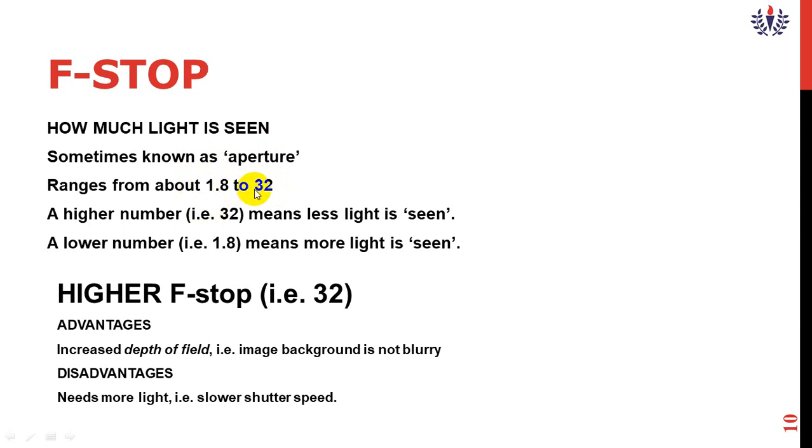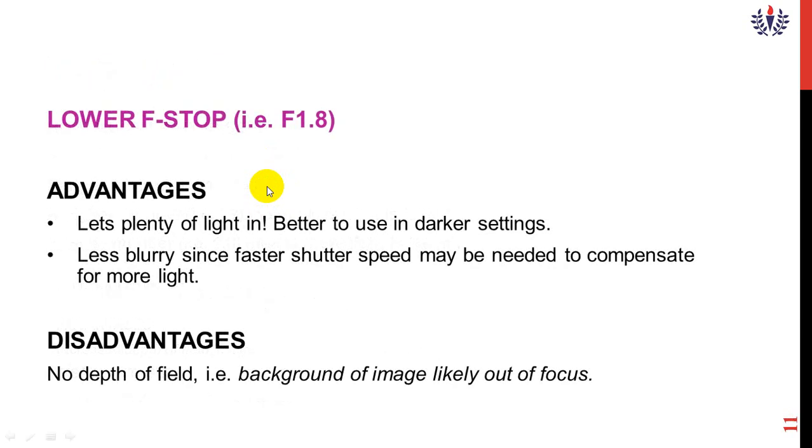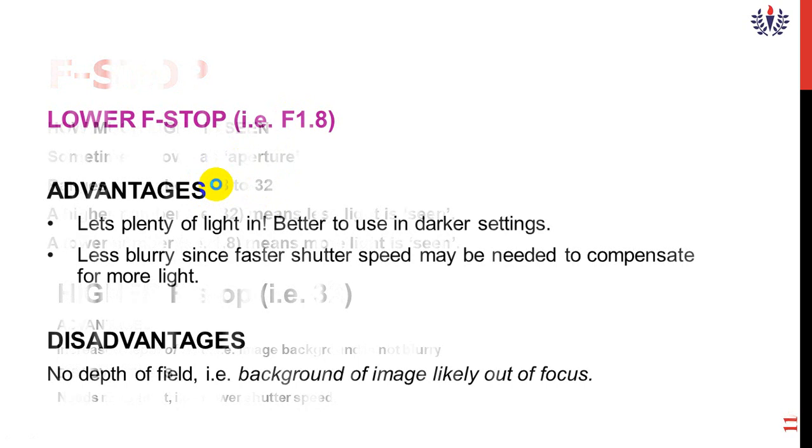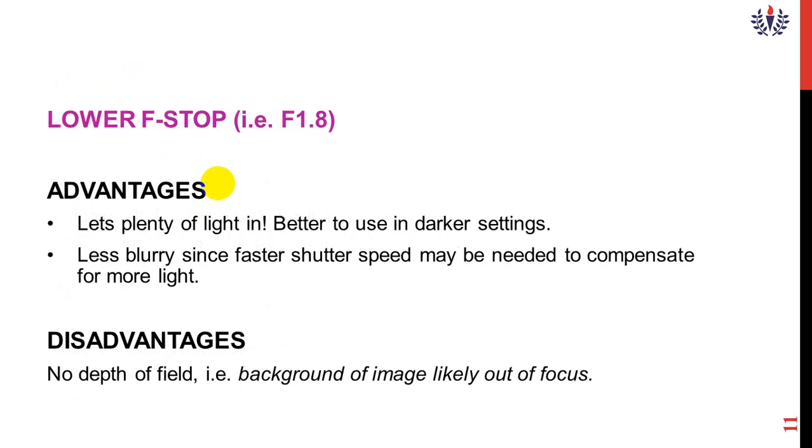What is the comparison between 32 and 1.8? When you are using the higher f stop 32, the image background is not blurry, because it increases the depth of field. The main drawback of using 32 is that it needs more light. When the camera consumes more light, the shutter speed is lower in higher f stop. When it comes to the lower f stop, 1.8, we can see plenty of light, which is better during dark settings.